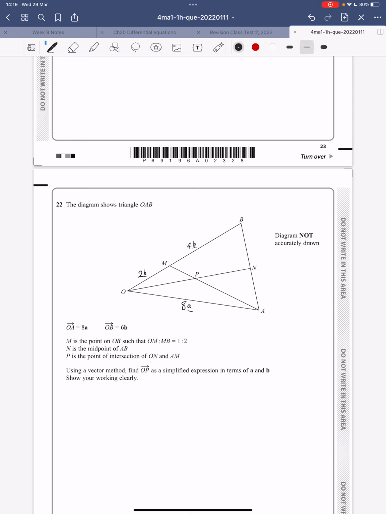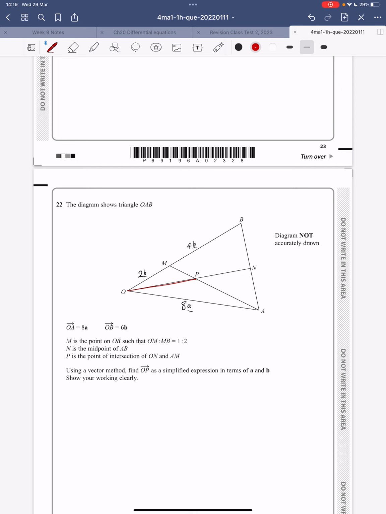P is the intersection of O to N and A to M. Okay, using a vector method, find O to P. So that's what we need there. We need this here in terms of A and B. Show your working clearly.